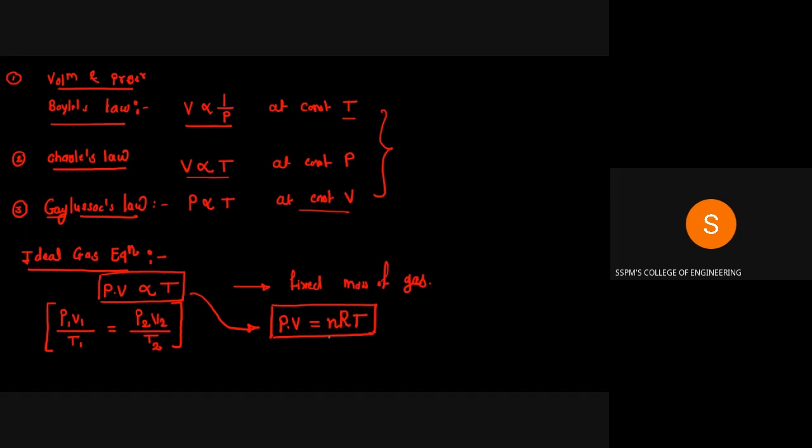Here n is the number of moles, and R is the gas constant. The value of the gas constant is 8.314 joule per mole Kelvin.